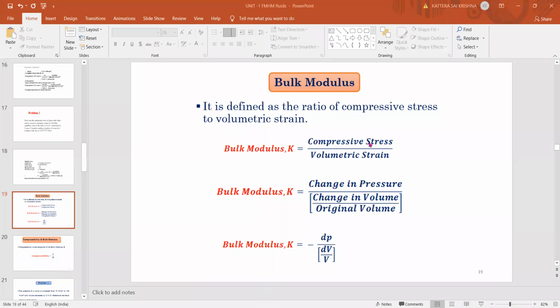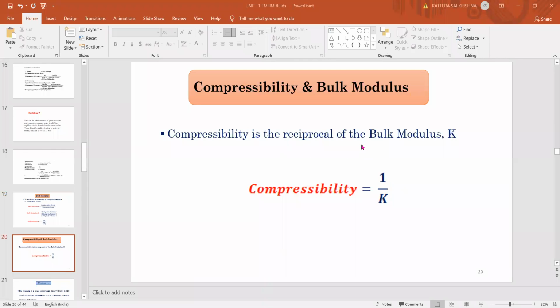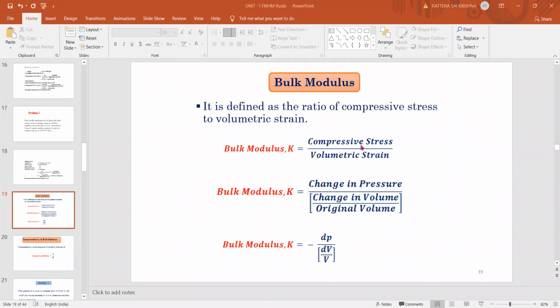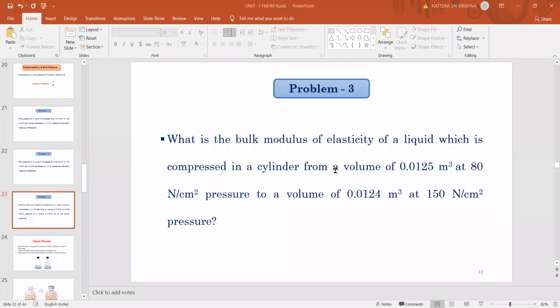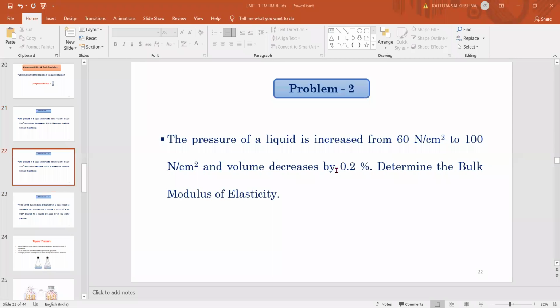Next, we have seen the properties of fluids such as compressibility as well as bulk modulus. So these two also we have seen in the last class. Bulk modulus is the ratio of compressive stress to the volumetric strain, and the formula is K equal to dP, change in pressure, to the change in volume to the original volume. So this is the formula which we have used for solving the problems. Right. So these are the three problems. Two I think I have solved. One I asked you to solve here. Second problem.